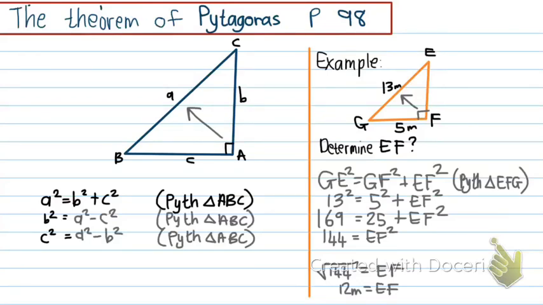Hi grade 9s, this is the Theorem of Pythagoras. So, Pythagoras is about right-angled triangles. So what you want is a right-angled triangle, and then you have three sides.